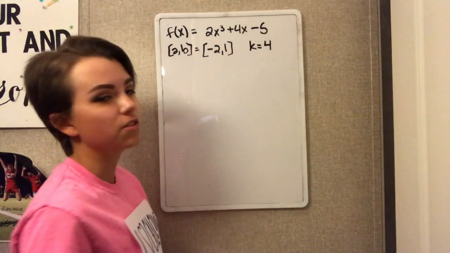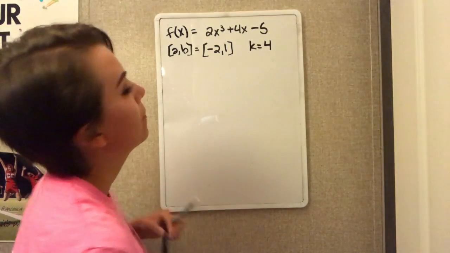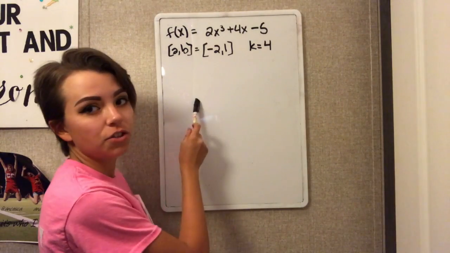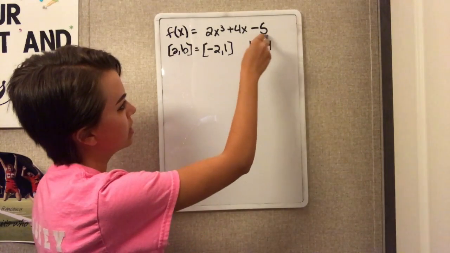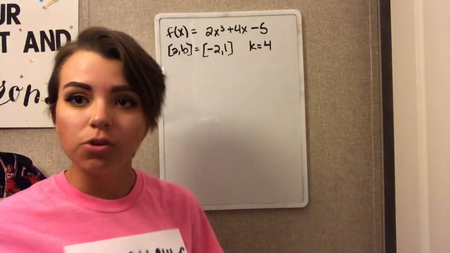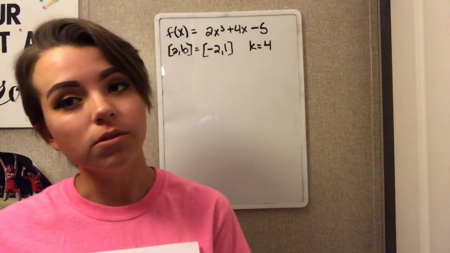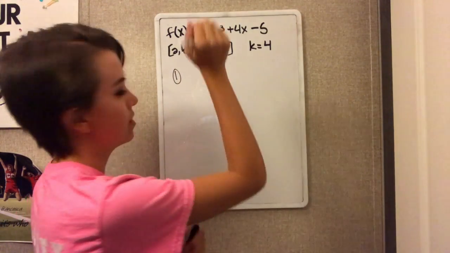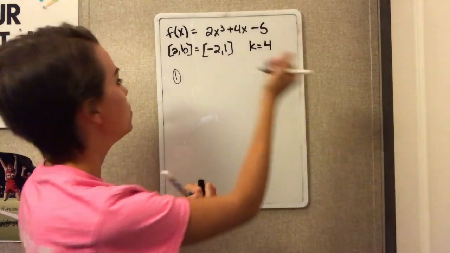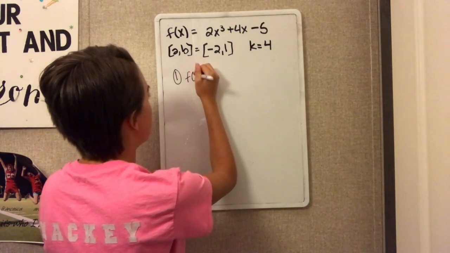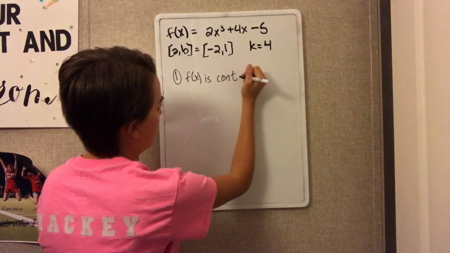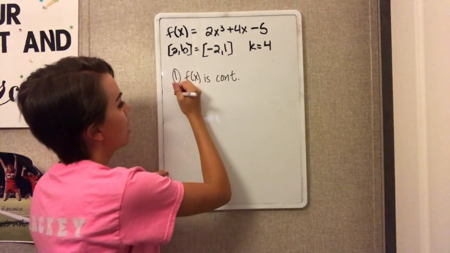I've got f of x equals 2x cubed plus 4x minus 5. The interval is negative 2, 1, and our k is 4. So we're going to see if IVT holds. First step, gotta find out if it's continuous. It is! F of x is continuous.